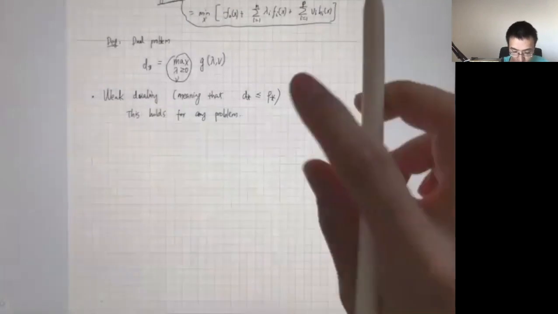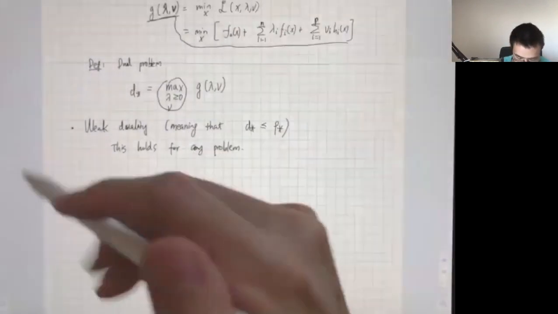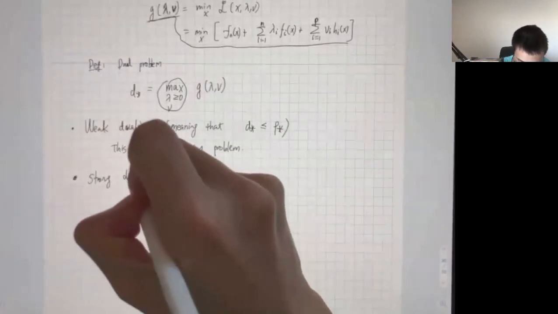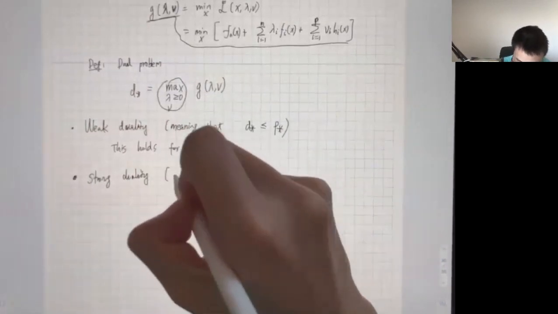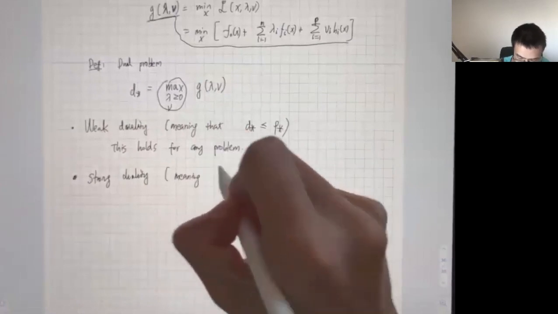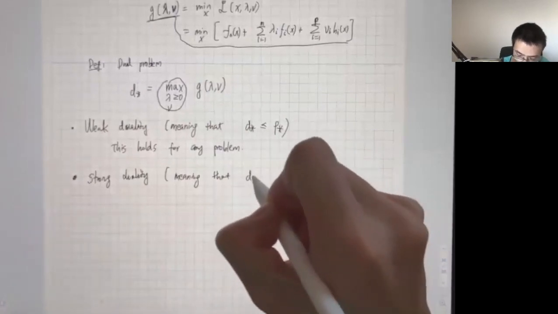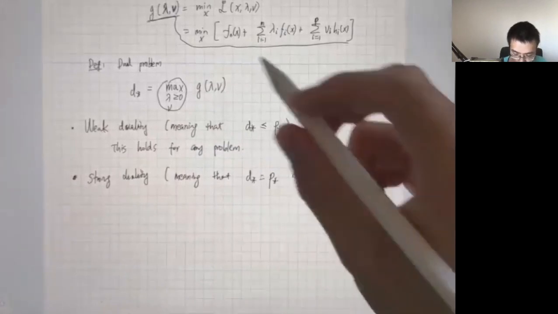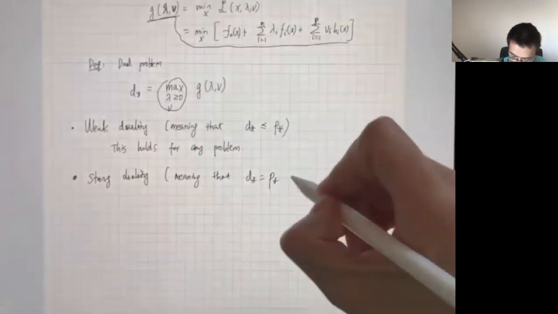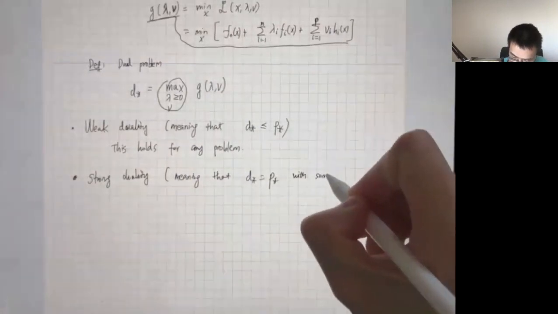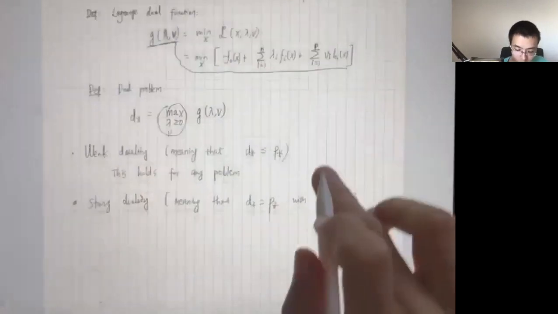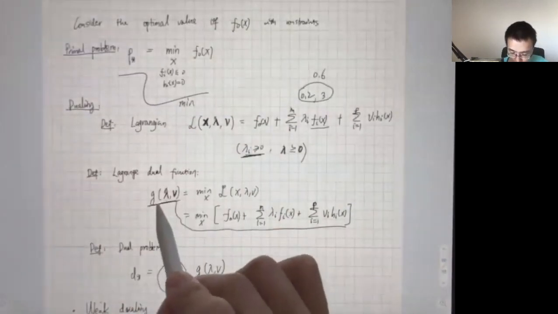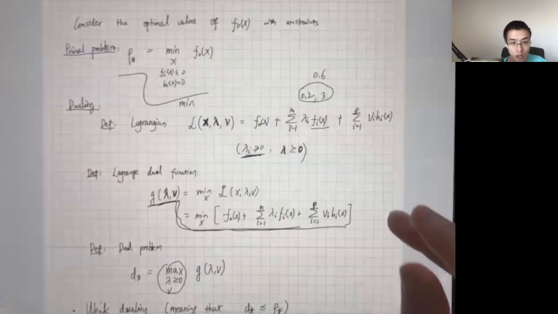So what is more interesting is strong duality. Strong duality means that D star is exactly P star, with some x star being the optimum in both the primal problem and in the Lagrange dual function.